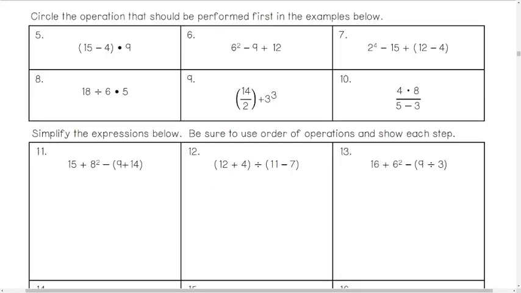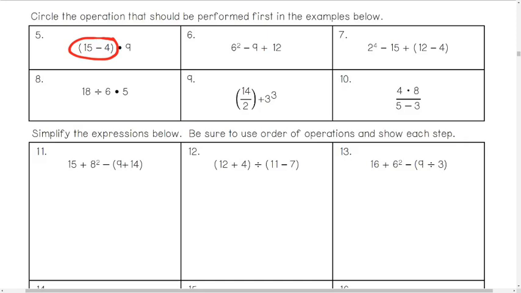Okay, next question. On these ones, it just says to circle the operation that should be performed first in these examples here. So on this one, if I look at the order of operations, what needs to happen first? We have parentheses, subtraction, and multiplication. Well, order of operations states that parentheses is first, so I'm going to go ahead and circle the parentheses.